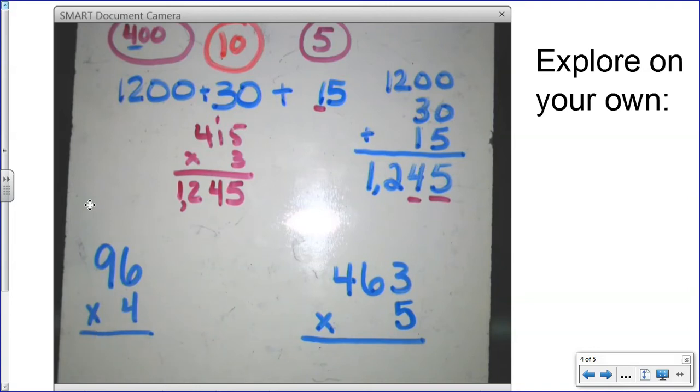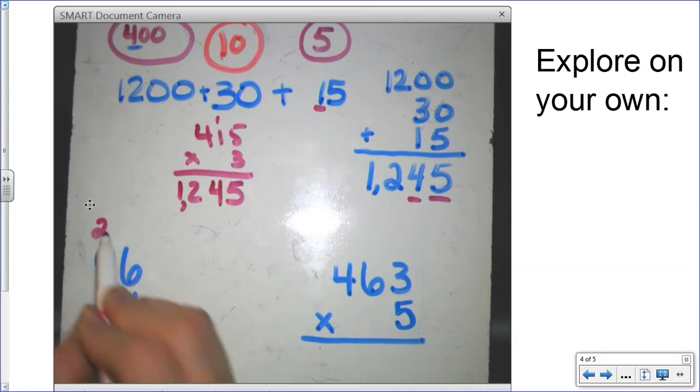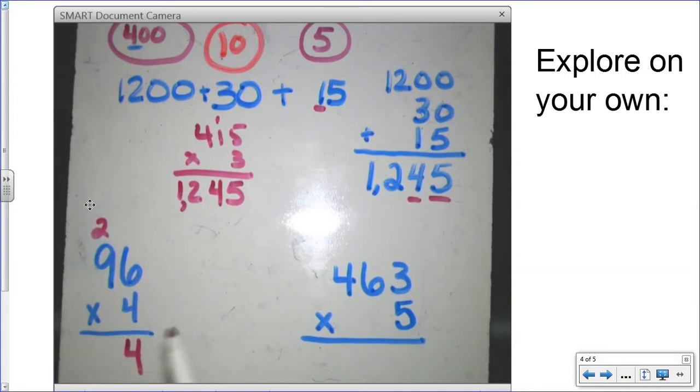So take a look at 96 times 4, and I'm going to do this with the algorithm method in mind. So I'm going to solve 6 ones times 4. 6 ones times 4 is 24 ones, but I'm not going to write 24 because I'm going to carry that 2 up here. I can also do 4 times 9 tens, which is 36 tens, plus 2 more tens is 38 tens. And I have 384 as my final answer.